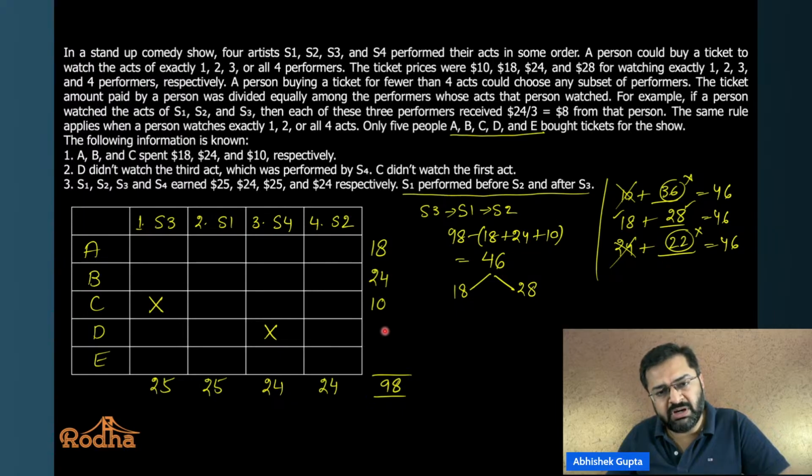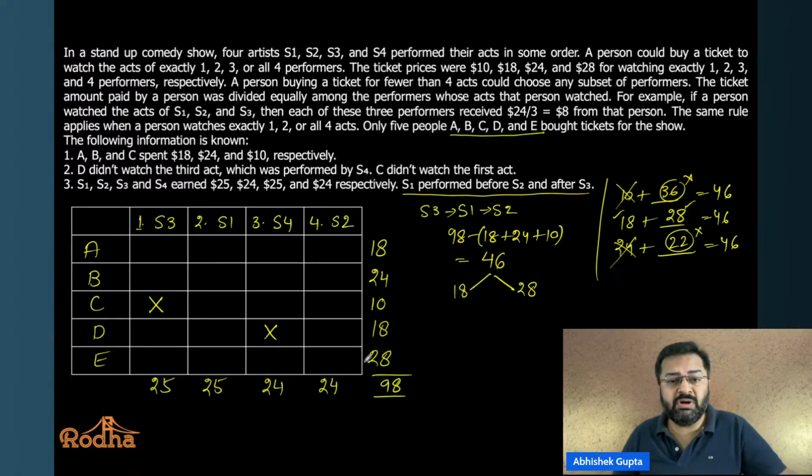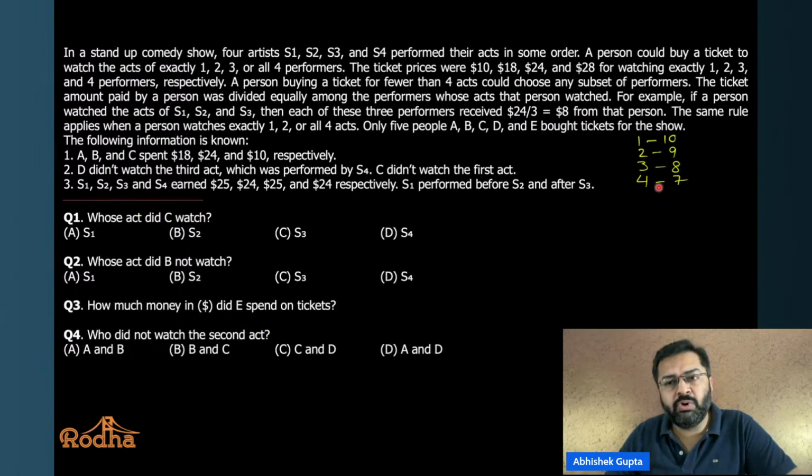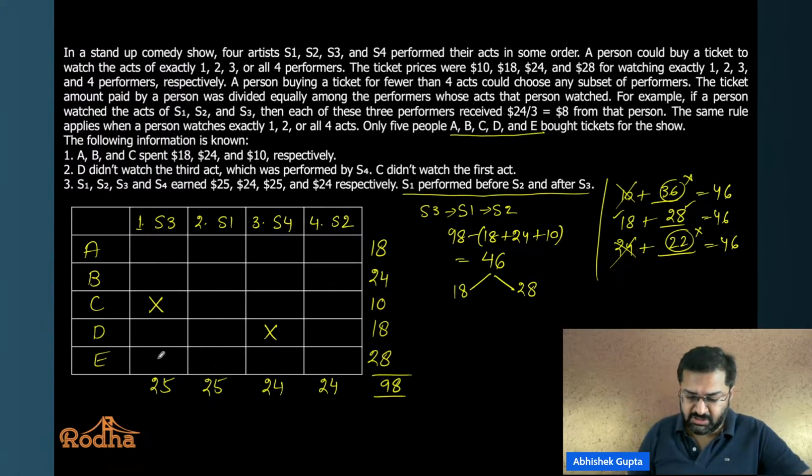So this becomes a 28 and this becomes an 18. So I'll put it like that here. So this is 18 and this is 28. If this is 28 here, what we also know is that there is no other option. 28 can be formed just like this, 4 into 7. So it means that E must have paid 7, 7, 7, 7. There is no other option. So we can just put them like that.